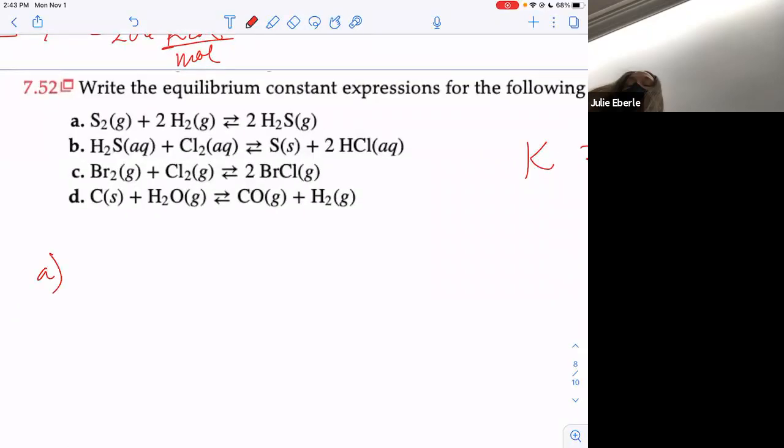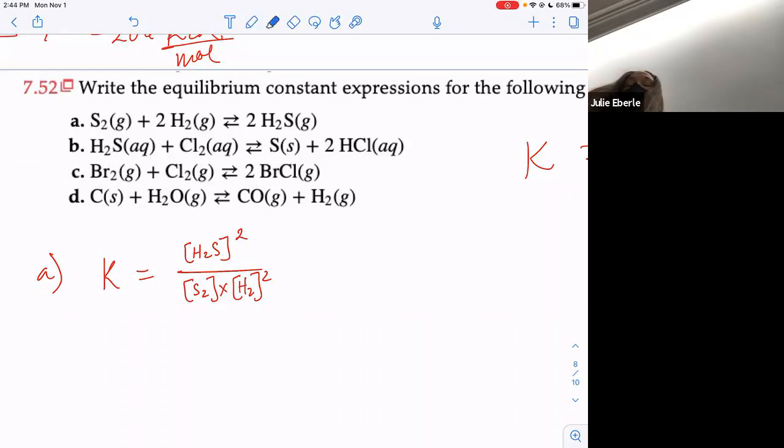So A here, shall we? Somebody tell me, K equals what? I don't have any numbers to plug in. I just want you to write the expression based on what chemical formulas you have. Okay, H2S, power of 2. It's exactly right.